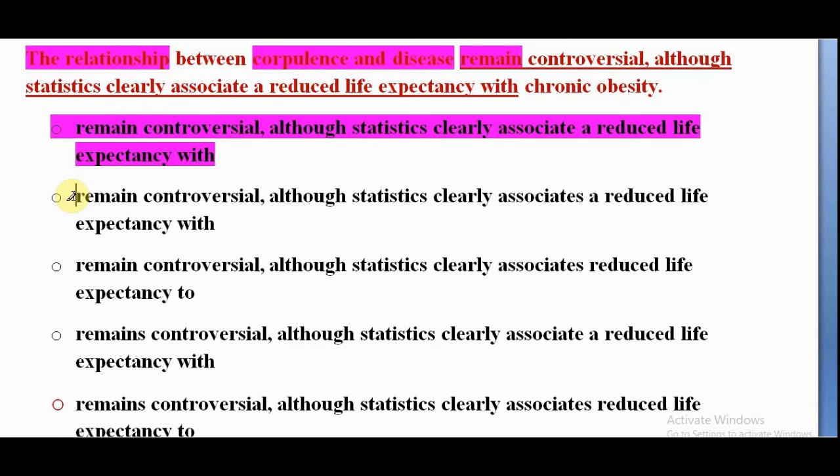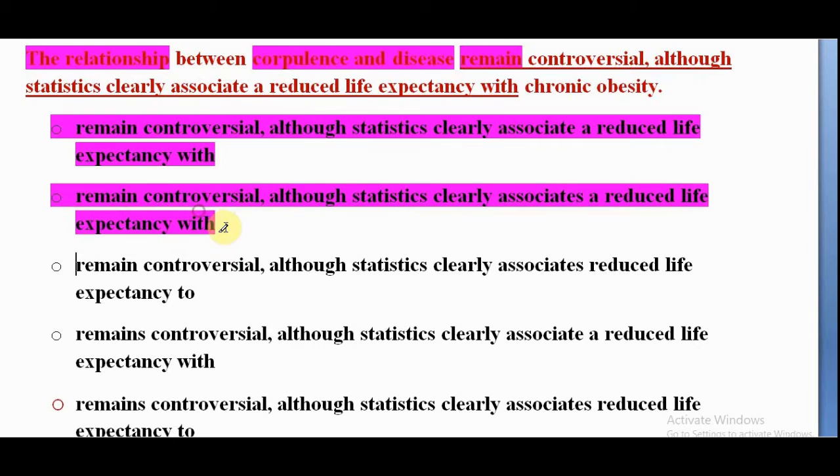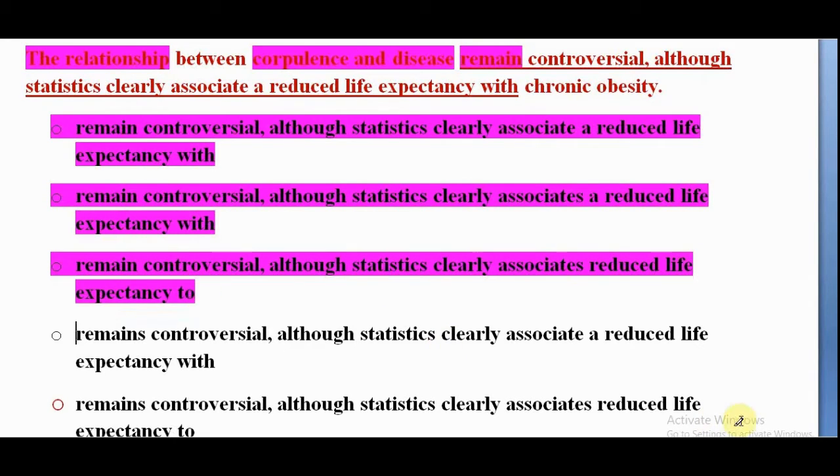Now option B, same problem, remain, but it should be remains. Option C, same problem, out. Now let us go with option D and E. D says remains controversial, although statistics clearly associate a reduced life expectancy with chronic obesity. E says remains controversial, although statistics clearly associates C.